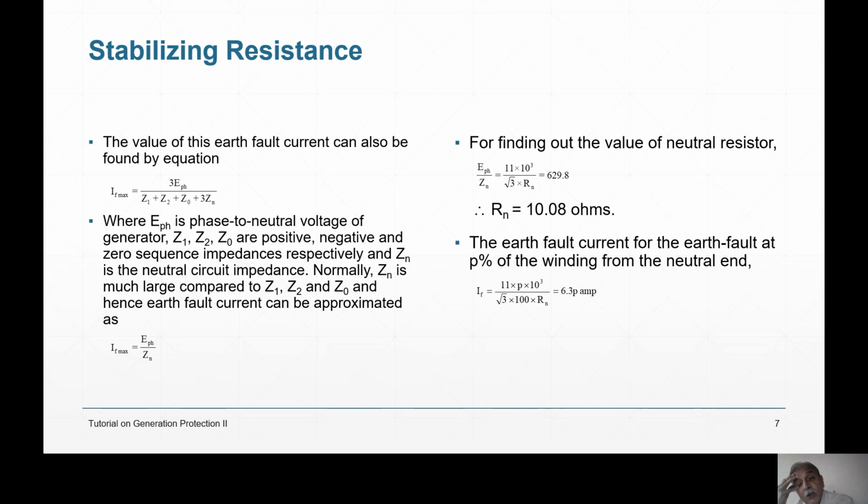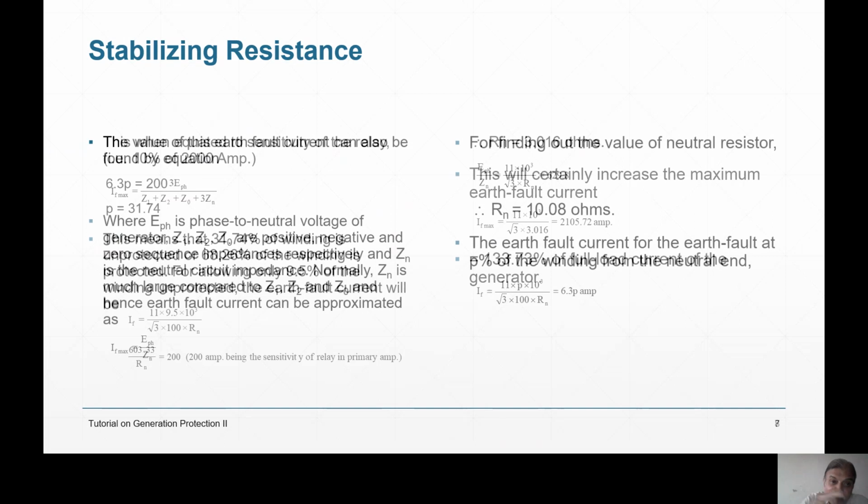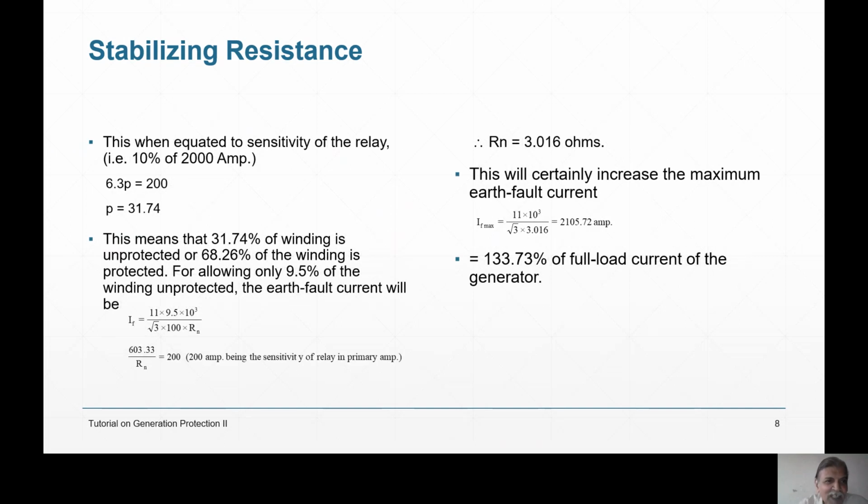Now for this 10.08 ohms, what percentage of winding will be protected? If I say that P% will be unprotected from neutral, then 11 by root 3 into P into 10 raised to 3 for converting kV to volts, divided by 100 and into Rn, it comes out to be 6.3 P amperes. And for this, 6.3 P amperes is the sensitivity to get P. Sensitivity is 10% of 2000 ampere.